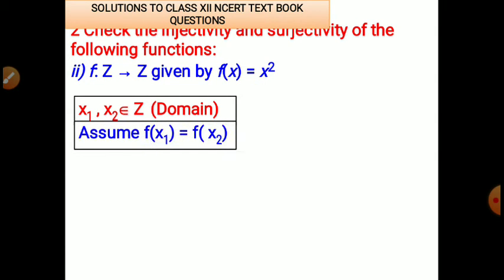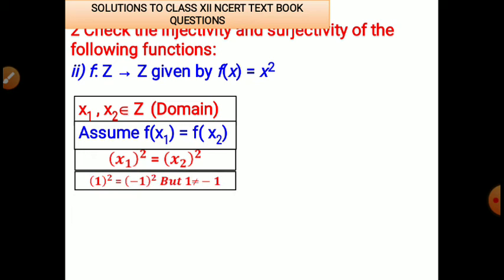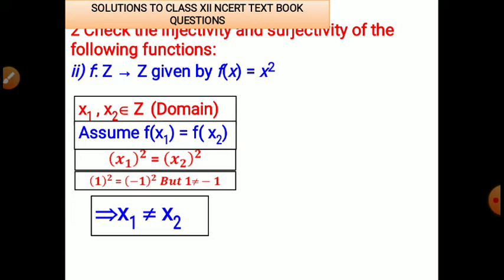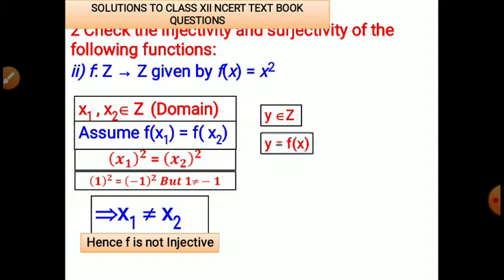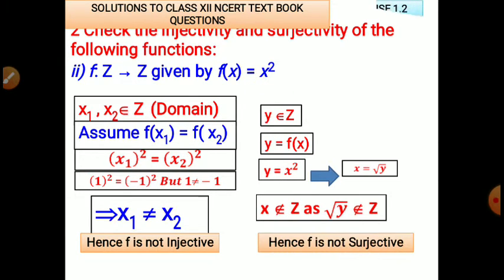The next question is given to you: the same function by changing the domain to the integers. Now here you see that 1 square and minus 1 square are both equal, because 1 square is 1, minus 1 square is also 1, but 1 is not equal to minus 1, so therefore it is not a one-one function. And let us check the onto function, how it is possible. It is not an onto function.